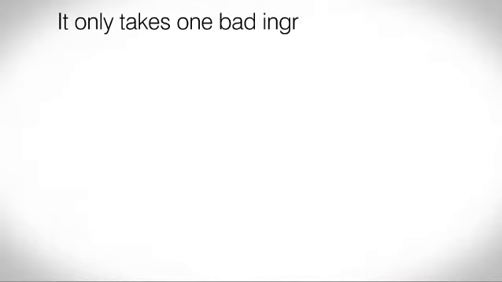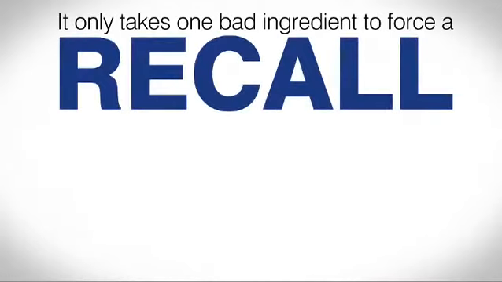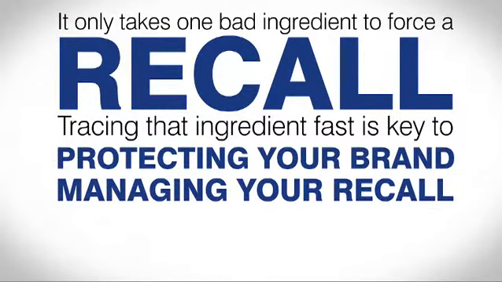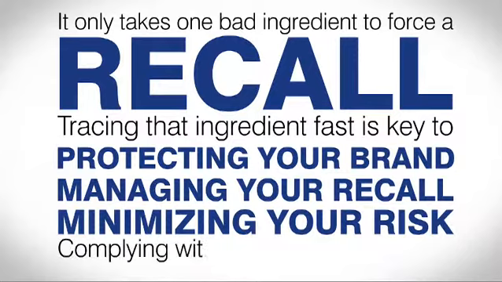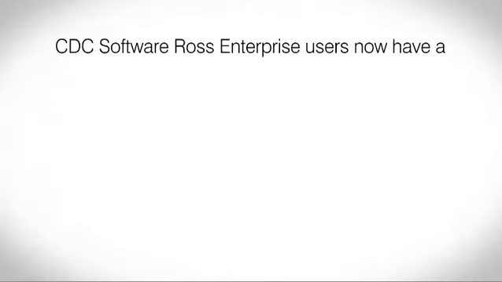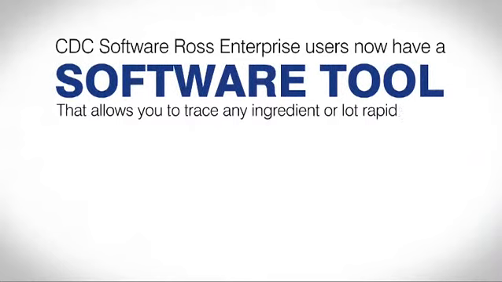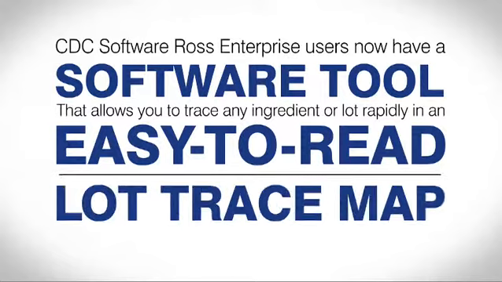It only takes one bad ingredient to force a recall. Tracing that ingredient fast is the key to protecting your brand, managing your recall, minimizing your risk, and complying with government mandates. CDC Software Ross Enterprise users now have a software tool that allows you to trace any ingredient or lot rapidly in an easy-to-read lot trace map.